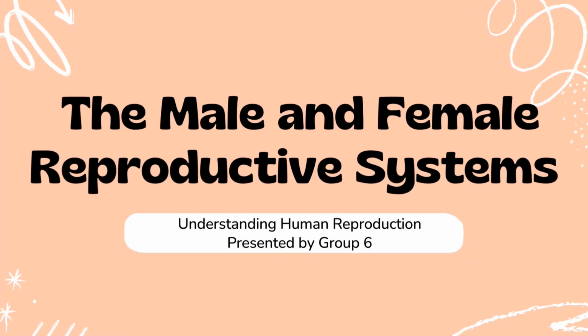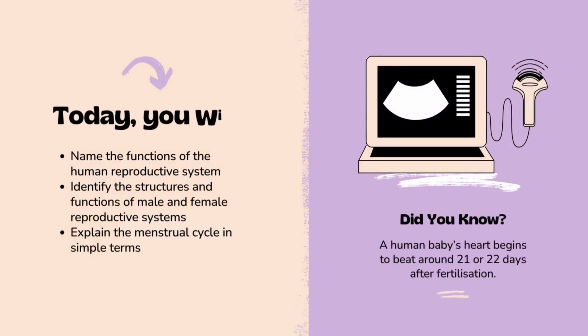We, the Group 6, are going to discuss the male and female reproductive system. So today, you will first name the functions of the human reproductive system, identify the structures and functions of male and female reproductive systems, and lastly, explain the menstrual cycle in simple terms.